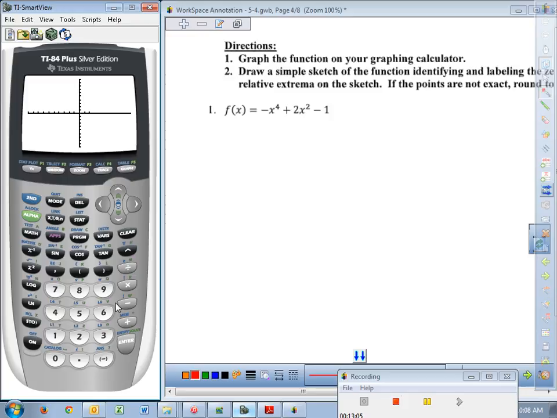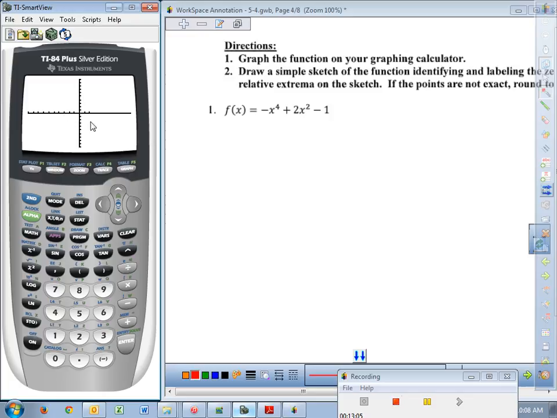Do we see it all? Answer, yes. Not a good window, though, because it's not really zoomed in enough. Nothing going on up here. Would you be cool with that? Too much space over here, so let's change our window.